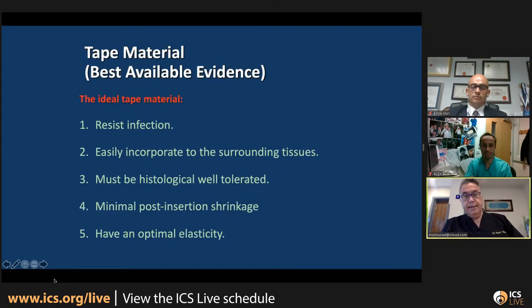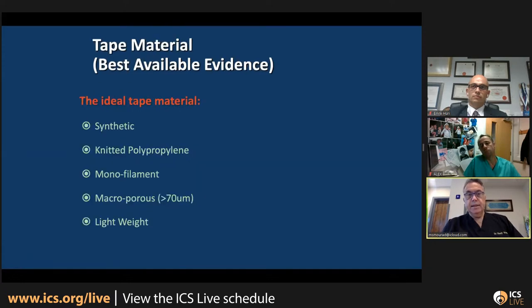So the ideal tape material should resist infection, be easily incorporated into surrounding tissue, must be histologically well tolerated, have minimal post-insertion shrinkage, and have an optimal elasticity. The ideal tape material is usually synthetic, knitted polypropylene, monofilament, macroporous, and of lightweight.